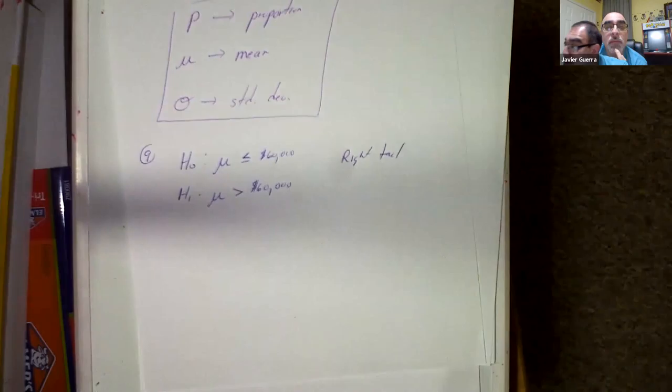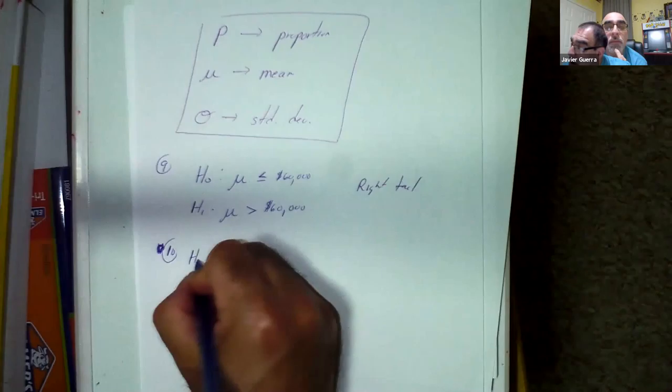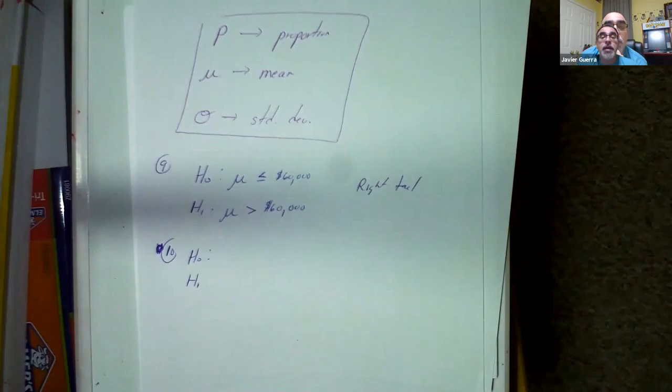Okay, let's do number 10. All right, we're gonna move quickly. Okay, hold on. I need to unshare. I'm getting confused with all these clickings, people. I'm sorry.